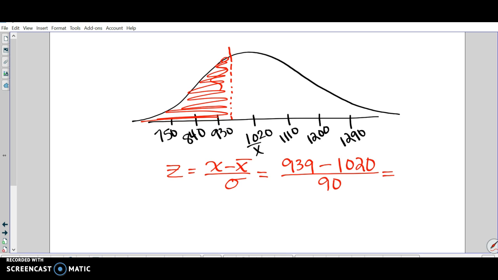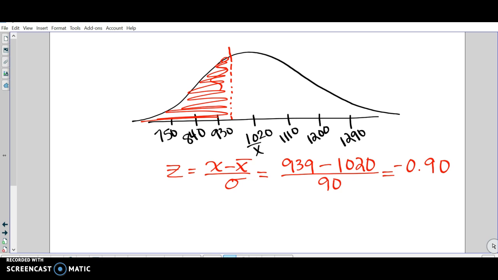So we've got to calculate the z-score and find the probability that way, and that's on the table at the very back of this packet. So I'm going to do 939 minus 1020, get negative 81 and divide by 90. We got to make sure we do 2 decimal places because the z-score table tells me 2 decimal places.